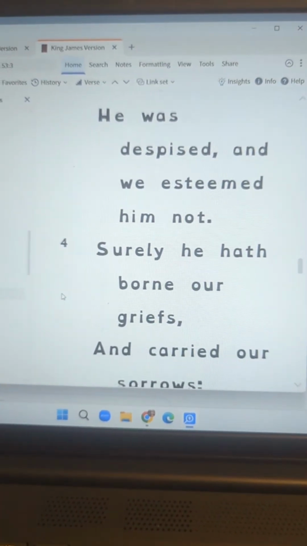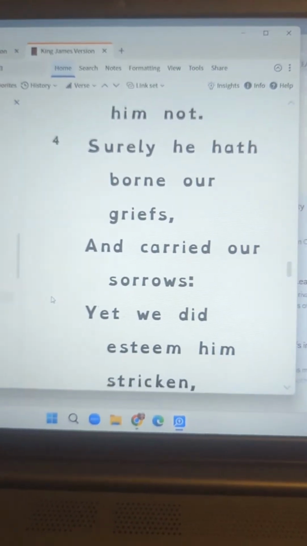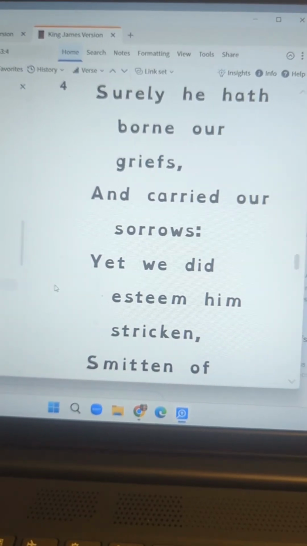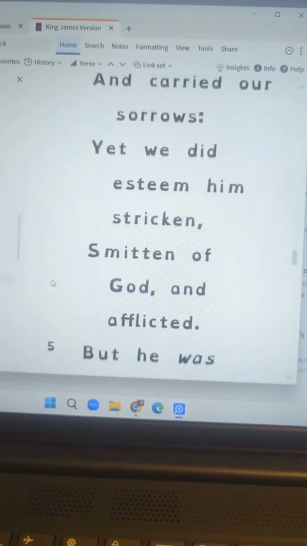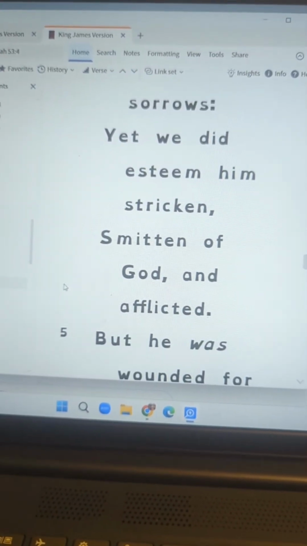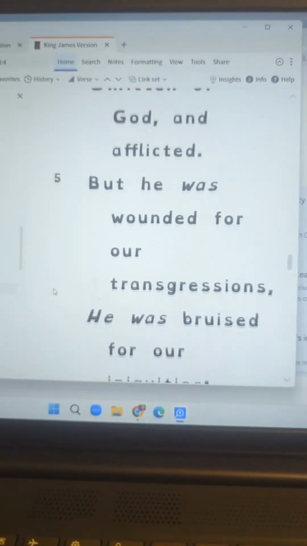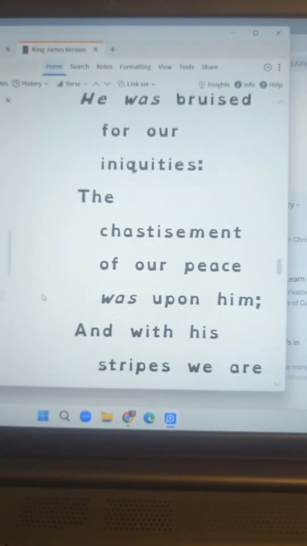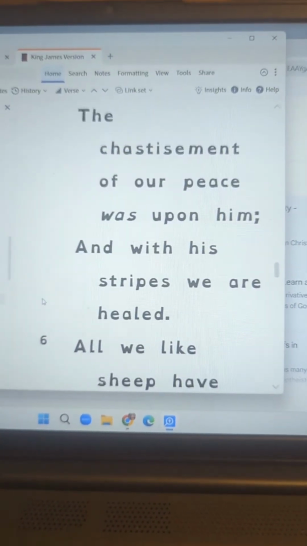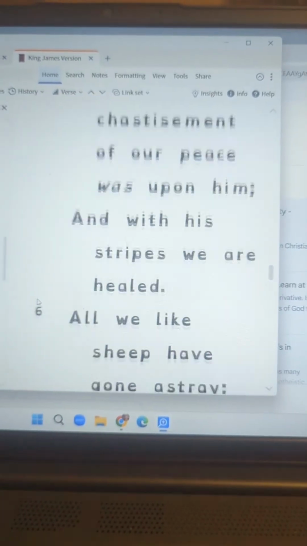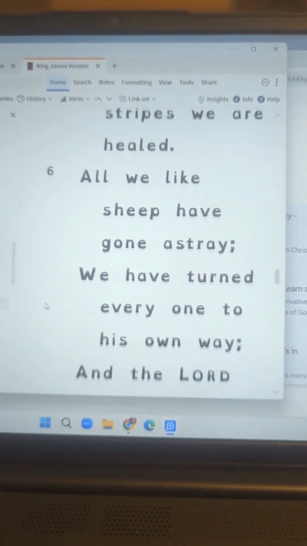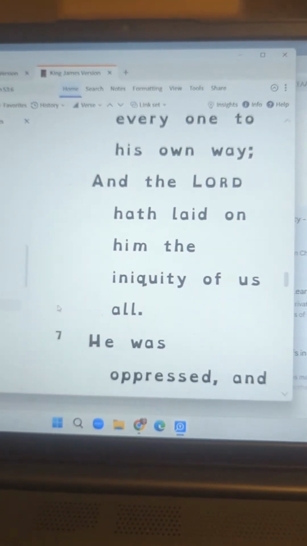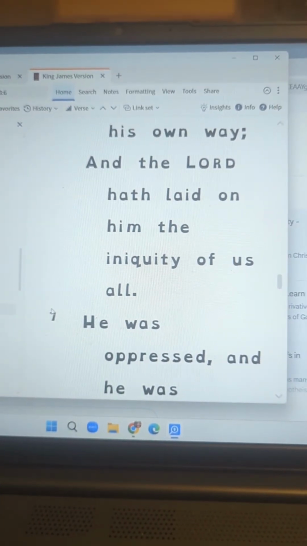Surely he hath borne our griefs, and carried our sorrows. Yet we did esteem him stricken, smitten of God, and afflicted. But he was wounded for our transgressions, he was bruised for our iniquities. The chastisement of our peace was upon him, and with his stripes we are healed. All we like sheep have gone astray. We have turned every one to his own way. The Lord hath laid upon him the iniquity of us all.